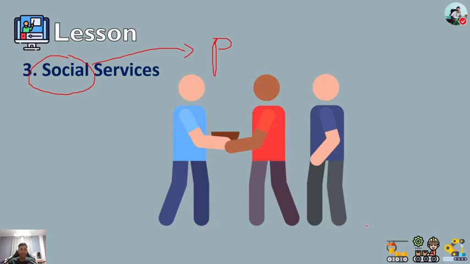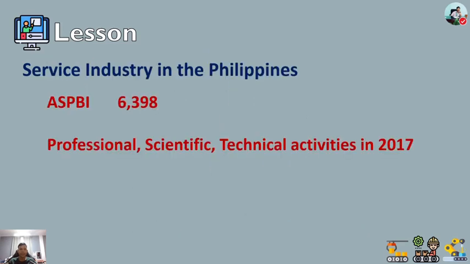So these are the three types of services. Again, for the recap, the first one is business services that provide daily support to business operations. Number two is personal services that provide individual needs. And number three is social services, where the provider is the government or a non-profit organization. Now let's discuss the service industry in the Philippines.